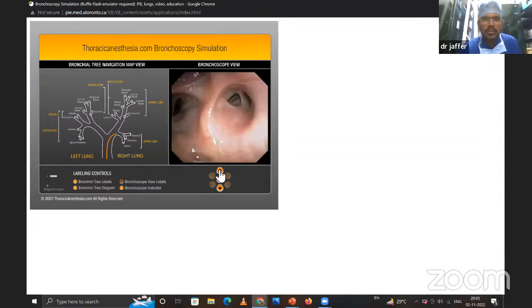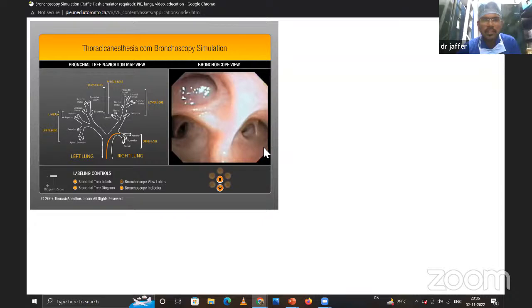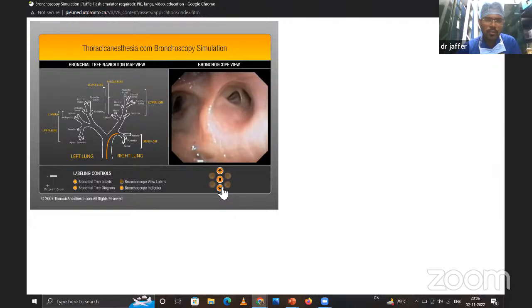This is the only place in the lung which has three openings: apical, anterior, and posterior. So this is the only place in the lung which has got three openings. That is the right upper lobe, which is at the 3 o'clock position.